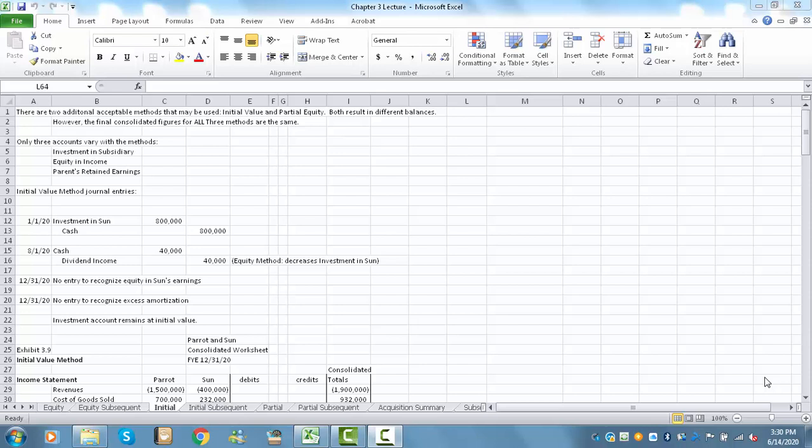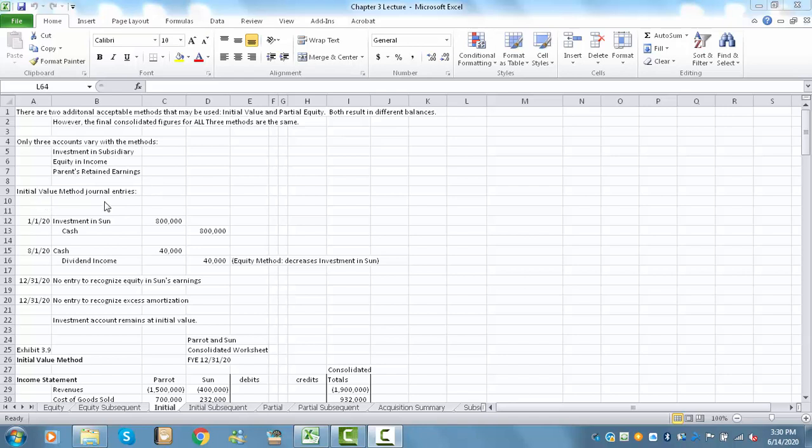There are two additional acceptable methods that may be used to account for acquired assets: the initial value method and the partial equity method. Both result in different balances. However, the final consolidated figures for all three of these methods are the same. The only three accounts that are different with the three methods are the investment in the subsidiary, equity in the income of the subsidiary, and the parent's retained earnings account.